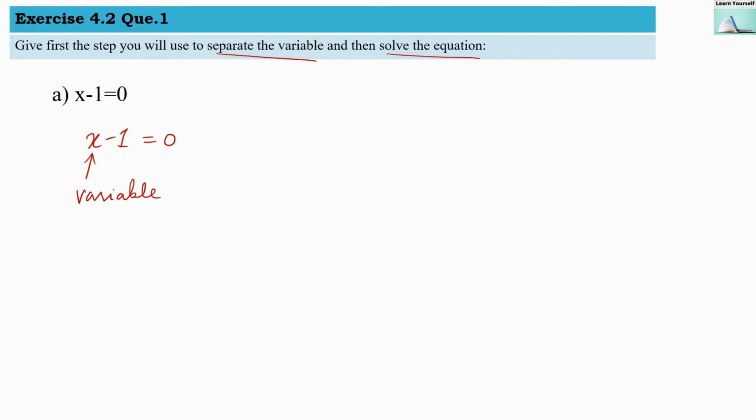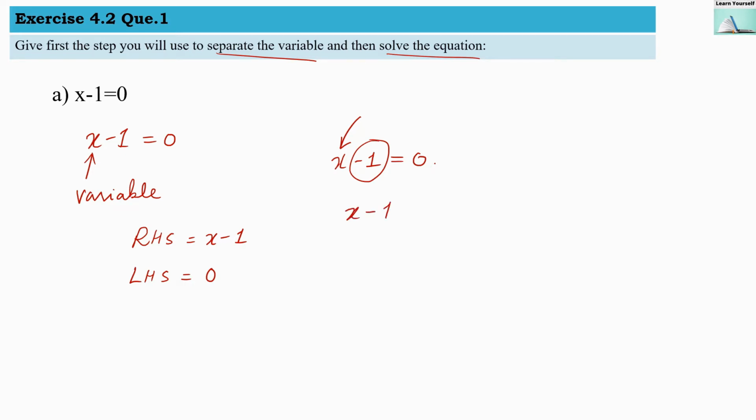Now in this equation, we have two sides, RHS, that is x minus 1, and LHS, that is equals to 0. Now this is our equation, x minus 1 equals 0. Now if we want to separate this variable, we have to remove this minus 1. How to remove this minus 1?